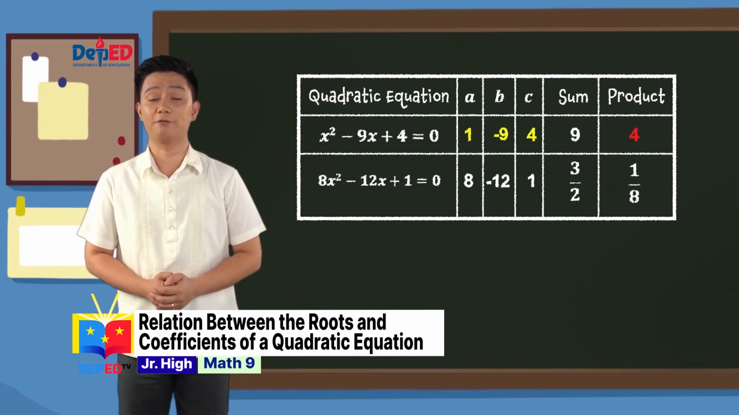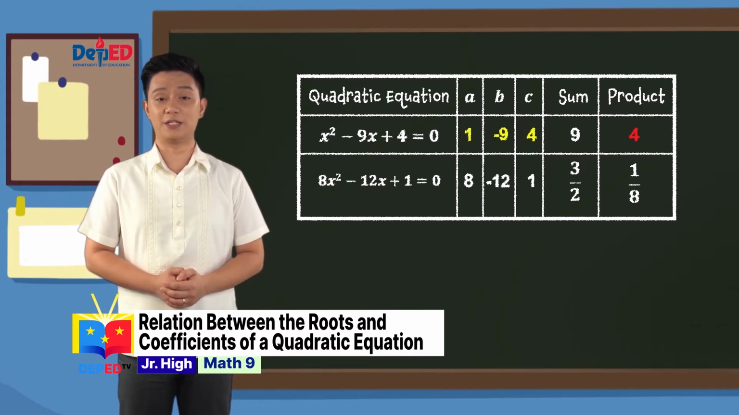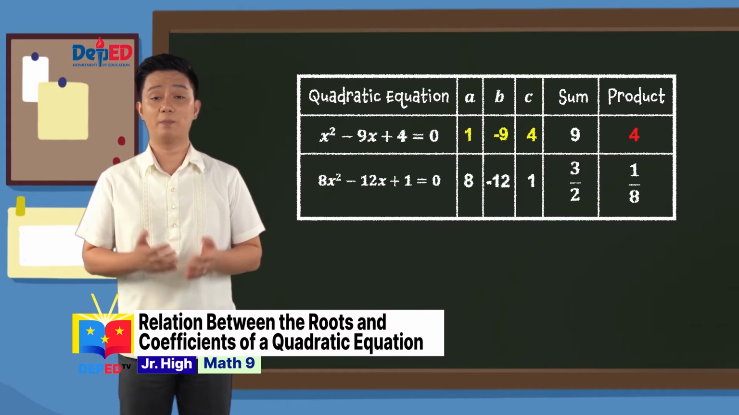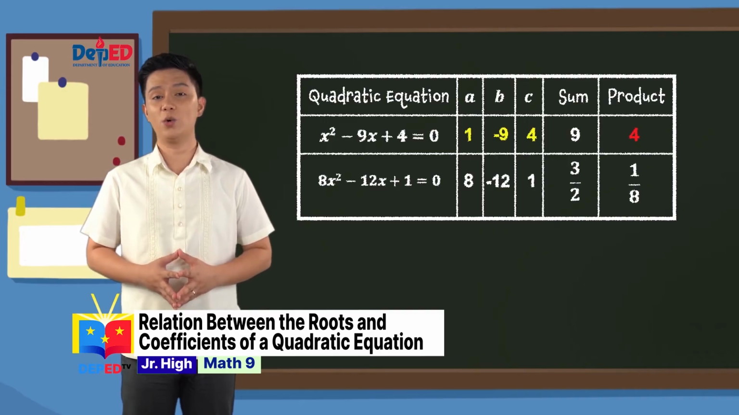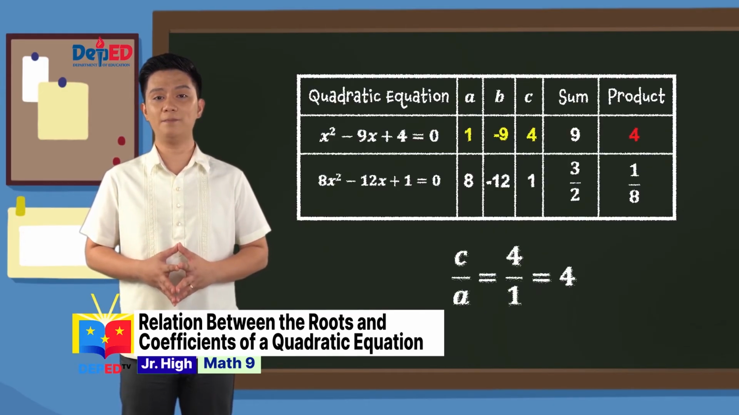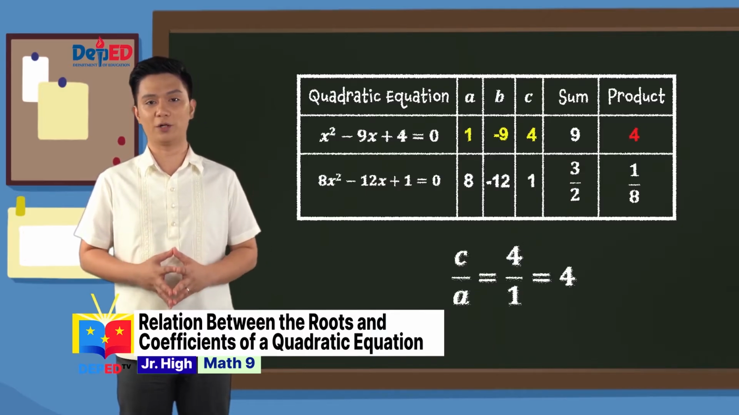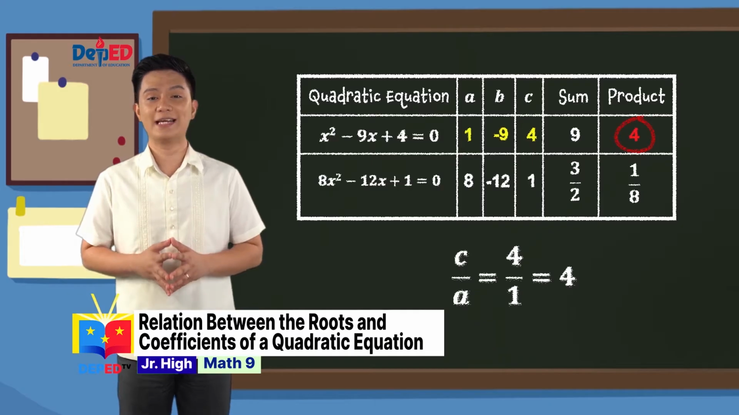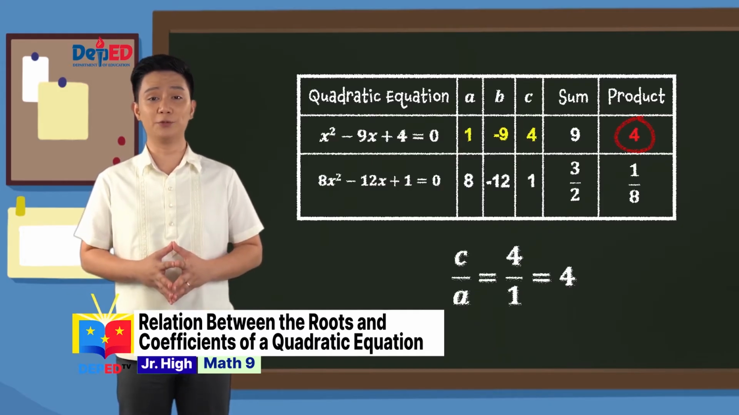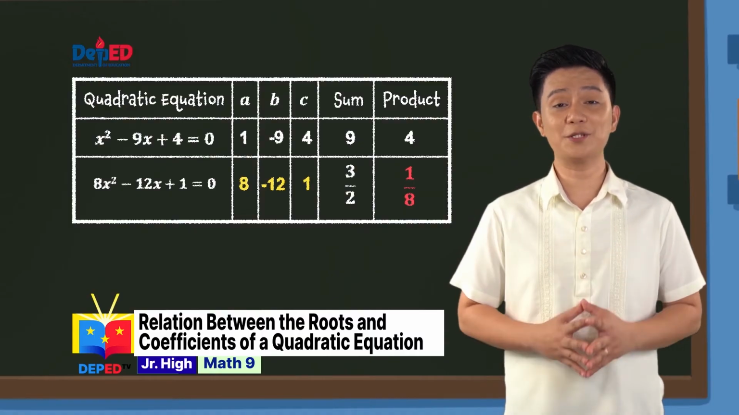We now check if this rule really applies to all. The value of c in the equation x squared minus 9x plus 4 equals 0 is 4, while a is 1. So c over a must be equal to 4 over 1, which is just equal to 4. And this result is equal to the product of the roots of the equation. It works on the first equation.